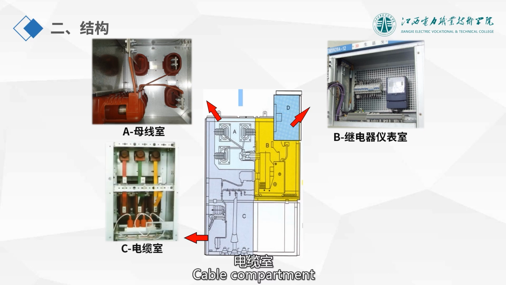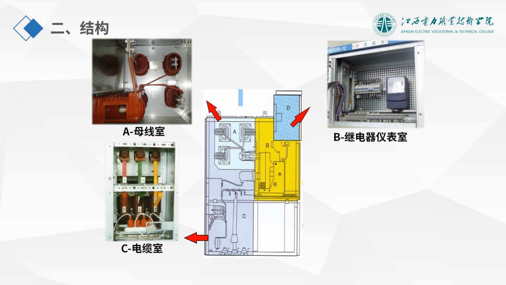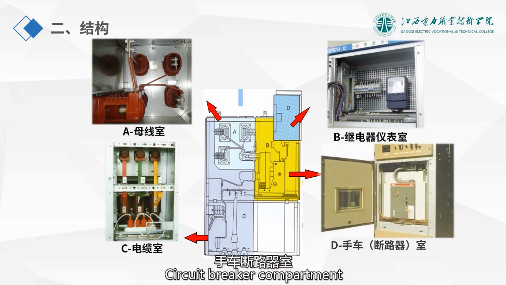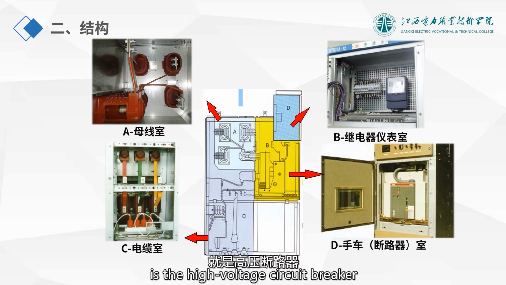Cable compartment. It is located at the lower rear part of the switchgear. It is mainly used for installing outgoing cables and grounding switches, transformers, and other auxiliary equipment. Circuit breaker compartment. It is located at the front of the switchgear. Mainly installed here is the high voltage circuit breaker.